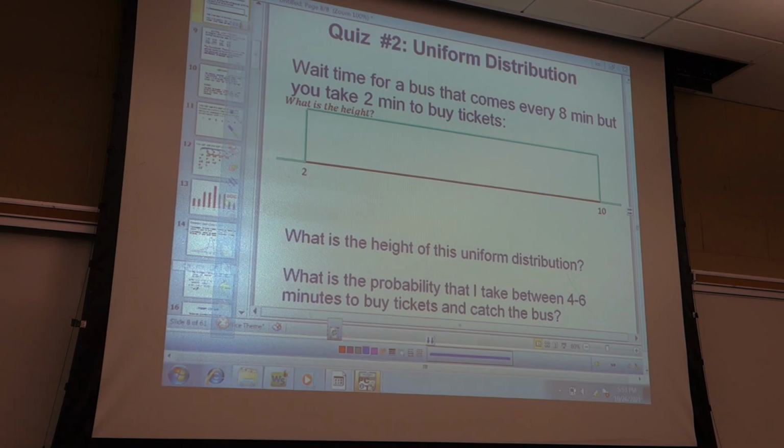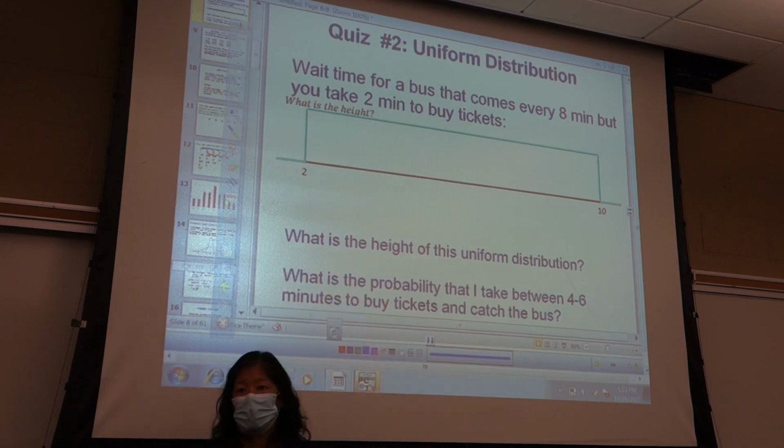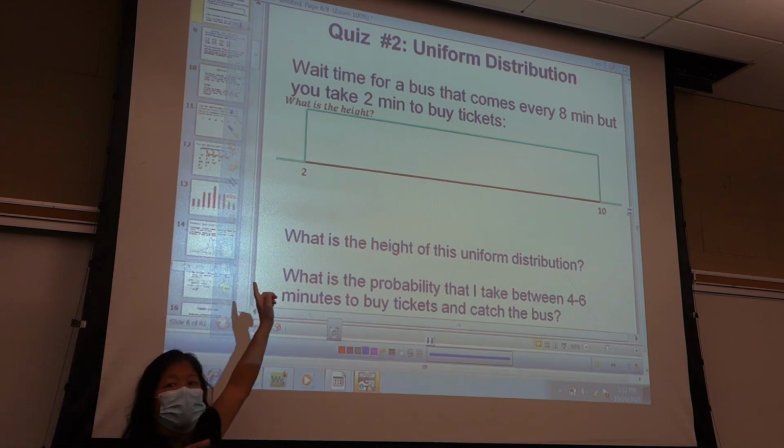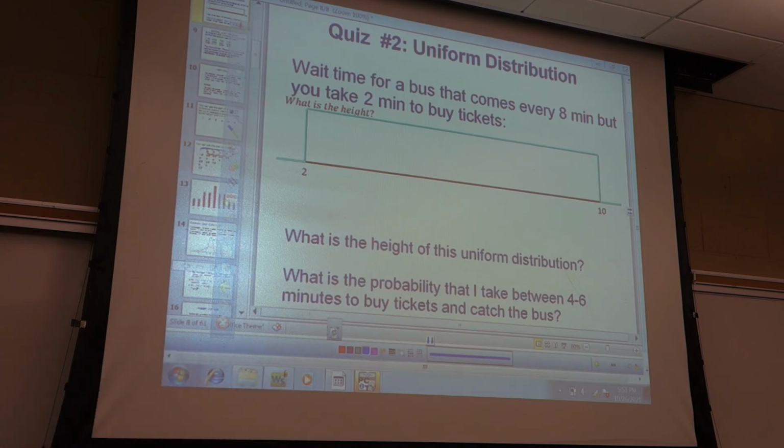So what's the height of this distribution? Well, first of all, what do we know about the total area underneath this curve? It equals 1 or 100%, right? So we know that the area inside is 100%, and what is the area of a rectangle? Length times width, or in this case, length times height. So we know that the total length, the big L, is equal to 8, right? 10 minus 2. Everybody okay with that part? Here I'll put 10 minus 2 equals 8.